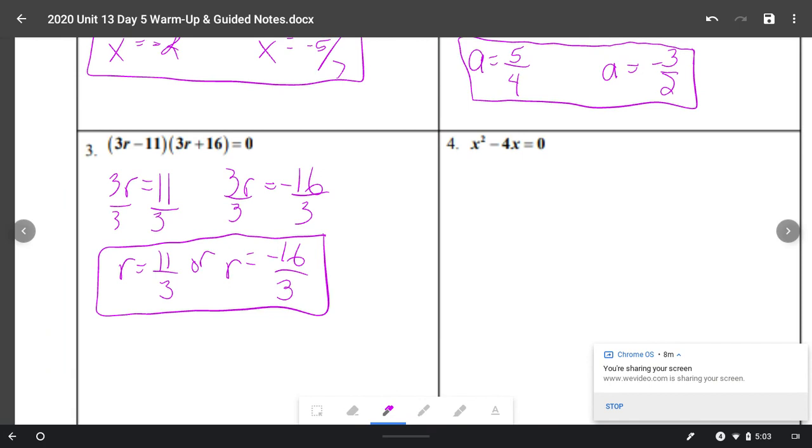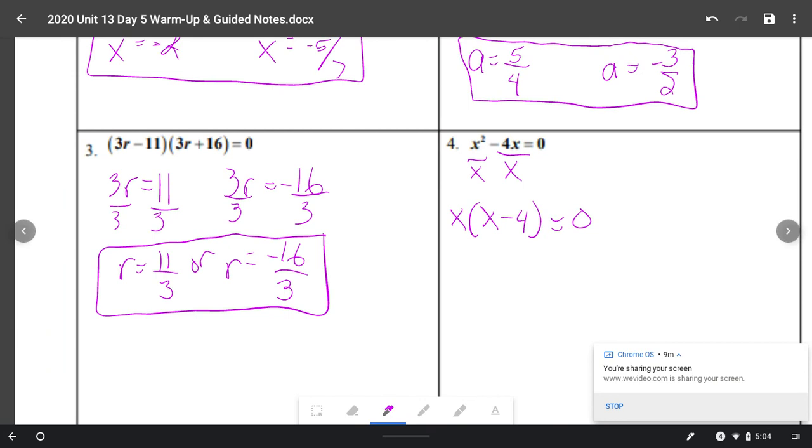So number 4 is one where it's not already factored for you. You're going to have to factor it yourself. So the first step in all factoring that you learned last semester was to try to pull out a greatest common factor. So if you take a look at this, is there a greatest common factor you can pull out? Your answer to yourself should be yes. You should be able to pull out an x from both of these terms. So if you pull out an x, you get x times x minus 4.